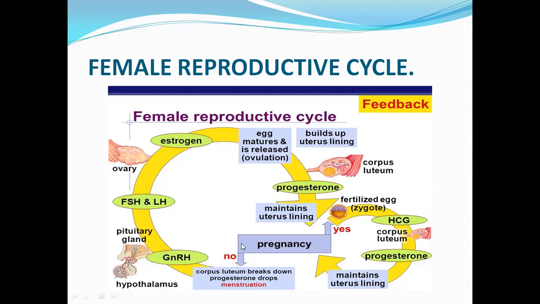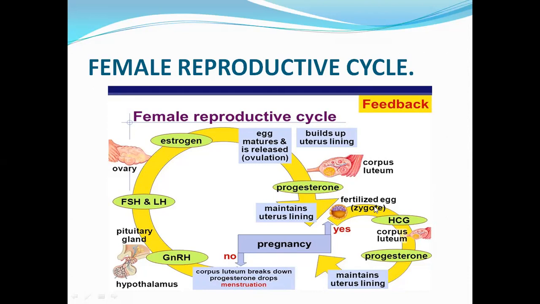Now, if pregnancy has not occurred, then what happens? The corpus luteum will break down and the progesterone level drops and the uterus is going to break down and the menstruation is going to start. ठीक है, next हमारे पास क्या है? अगर if pregnancy has taken place, then what is going to happen?